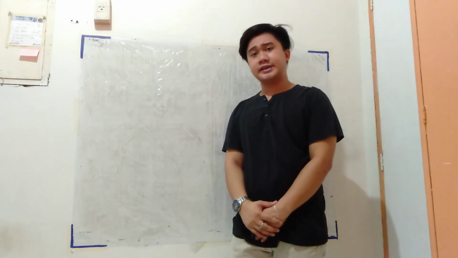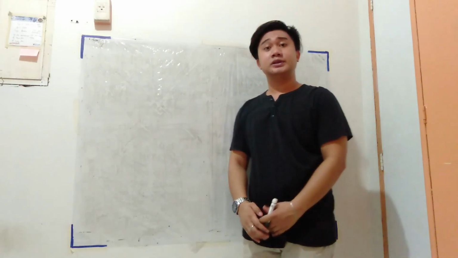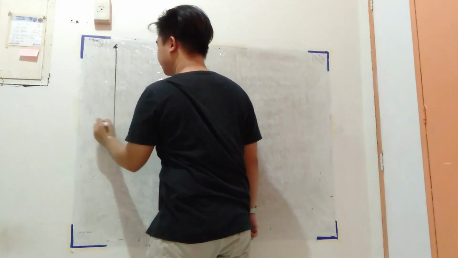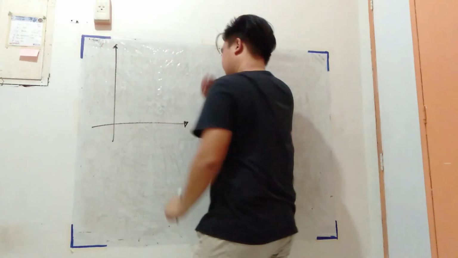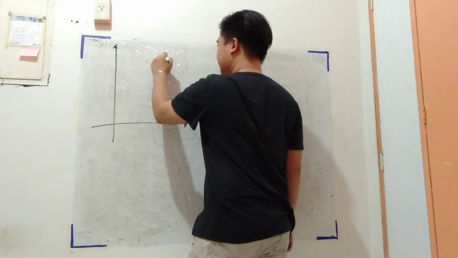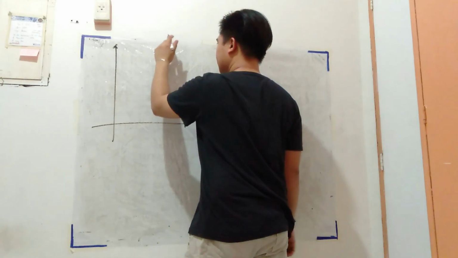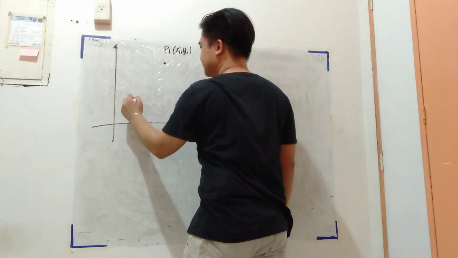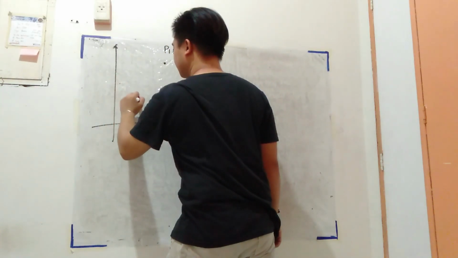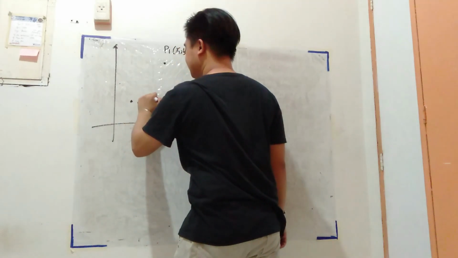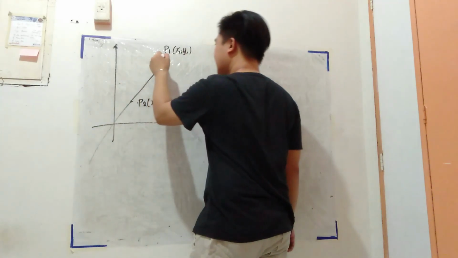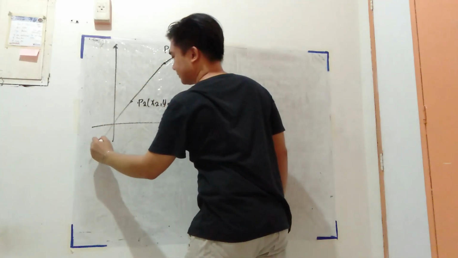Okay guys, so let us talk about slope, inclination, and angle between two lines. So let me draw a Cartesian plane here. Let's say I have here point 1 with coordinates x1 and y1, and let us have here point 2 with coordinates x2 and y2. So, I form a line using those points.